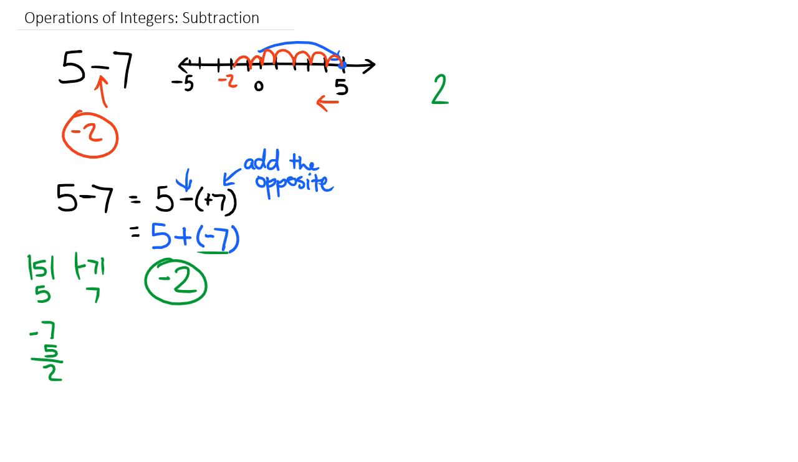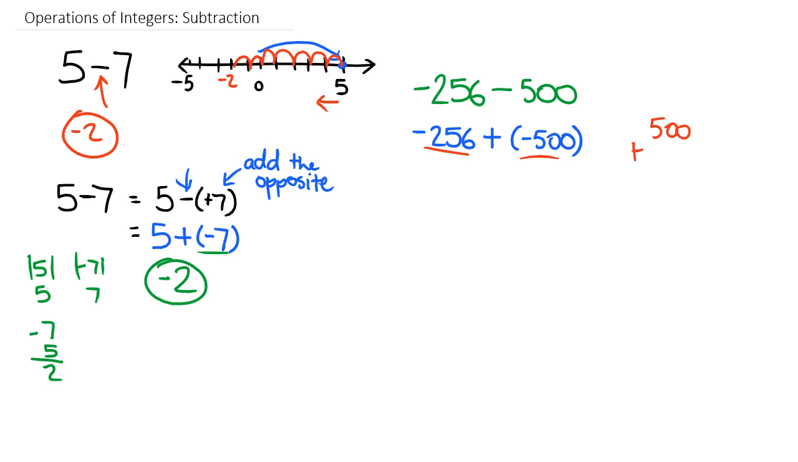So let's say we have -256 minus 500. So again, since we're subtracting a positive, we need to add a -500. And now we can look here and say, okay, we have the same sign, so we find the sum. So we say 500 plus 256 is 756, and then we take their sign. Since they're both negative, our solution is going to be negative.